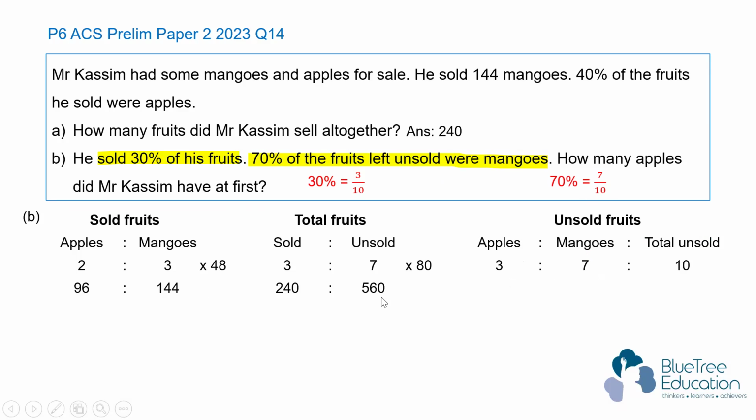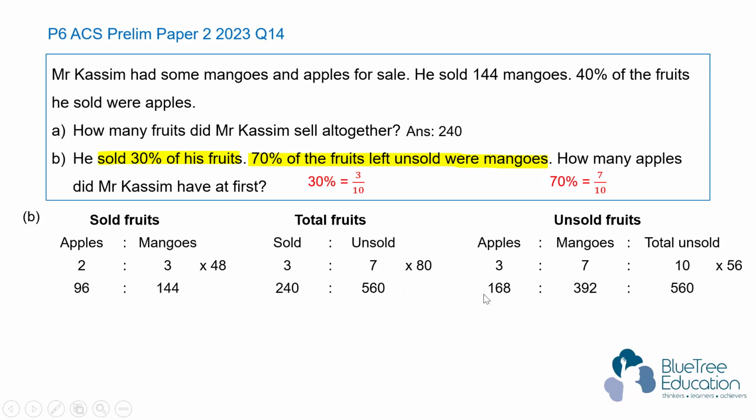And based on our earlier ratio here, we know that there's a total of 560 unsold fruits. This means we can once again change our ratio to make everything represent fruits instead by multiplying our unsold fruits by 56. And this will be the numbers that we get.